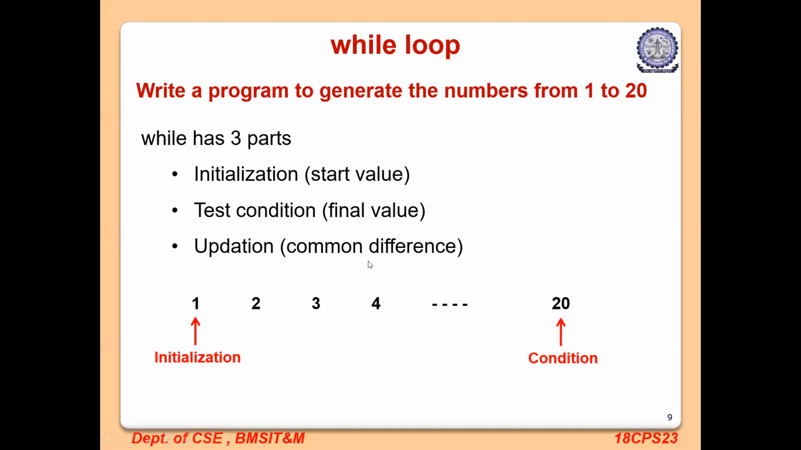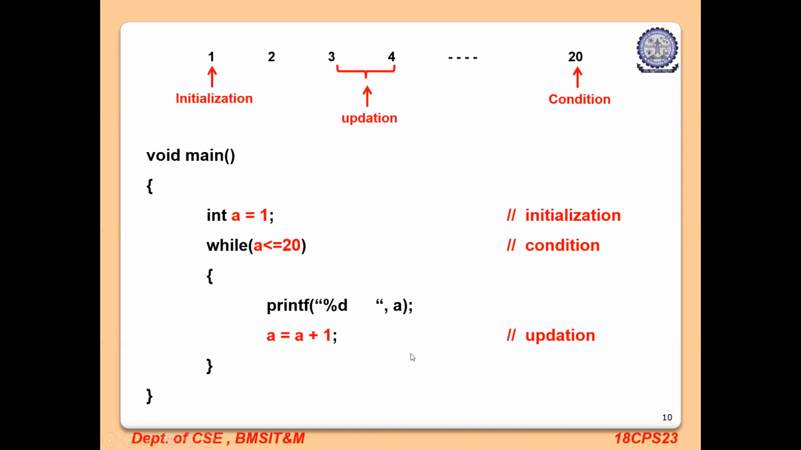Now the update statement is the common difference. What is the difference here? It is 1 between the numbers. So I'm going to update this value by 1 to generate the second value, again increment this value to generate the third value, increment by 1 to generate the fourth value, and so on up till 20. So the difference between these numbers will be the update value.